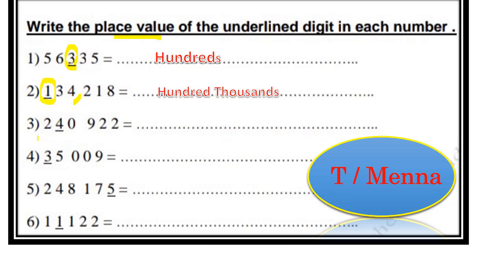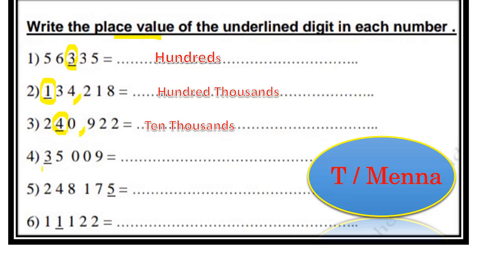Okay, next one here, 1, 2, 3, comma. Here, read the number: 240,922. Okay, I ask you about number 4. Here, number 4, my students. What is the place value? Place value means what? Ones or tens or hundred or thousand or 10,000. Here, number 4 in 10,000, teacher.